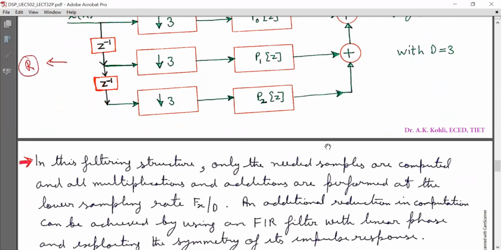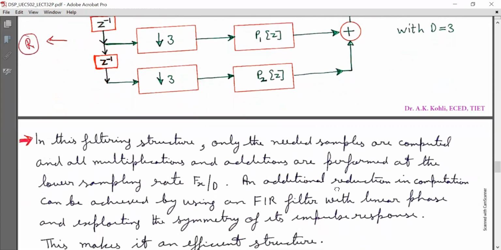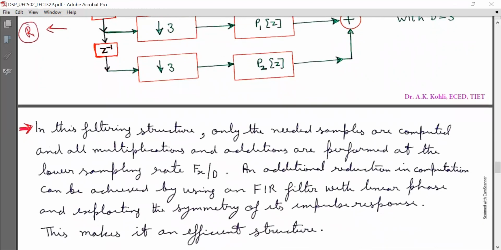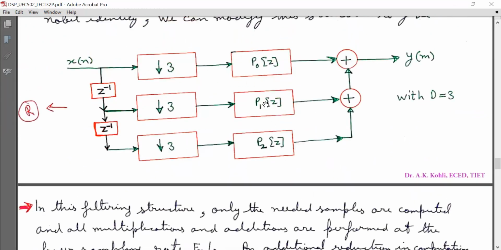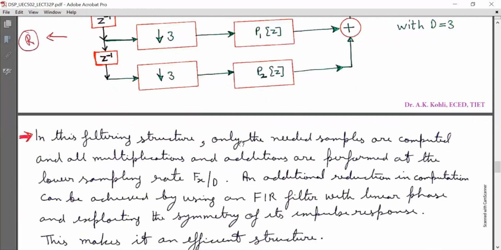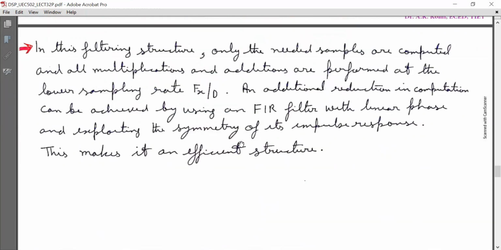An additional reduction in computation can be achieved by using an FIR filter with linear phase and exploiting the symmetry of its impulse response. This makes it an efficient structure. This is an added reduction, but this structure gives a computationally efficient solution for the decimation process. But it is only possible with the help of the first noble identity.